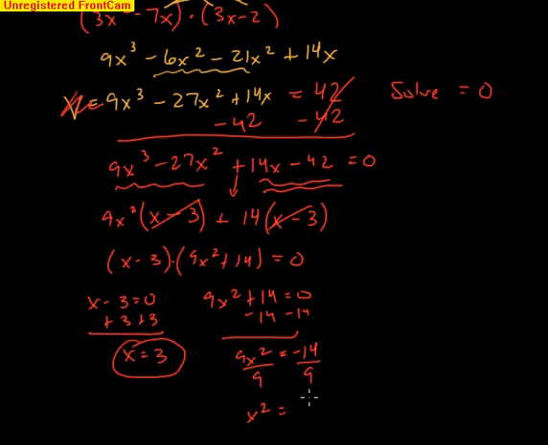Negative 14 ninths. And then to get x by itself, we would have to take the square root. Uh-oh. We are trying to take the square root of a negative number. Square roots of negative numbers are imaginary, so we don't care. So the only true answer we have here is 3. X is 3. That's the only true answer we have.